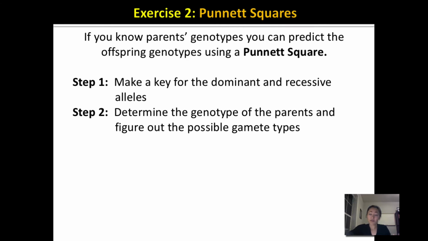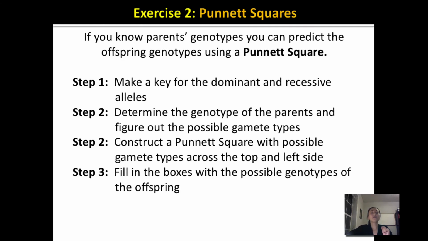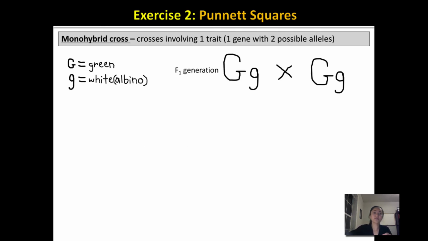Determine the genotype of the parent and figure out the possible gametes, or sperm or egg, they could produce. Next, construct a Punnett square with possible gamete types across the top and the left side, and then fill in the boxes with the possible genotypes of the offspring. All right, so you just always follow these steps. Let's do an example here. We already have our key written out. Big G equals green, little g equals white.